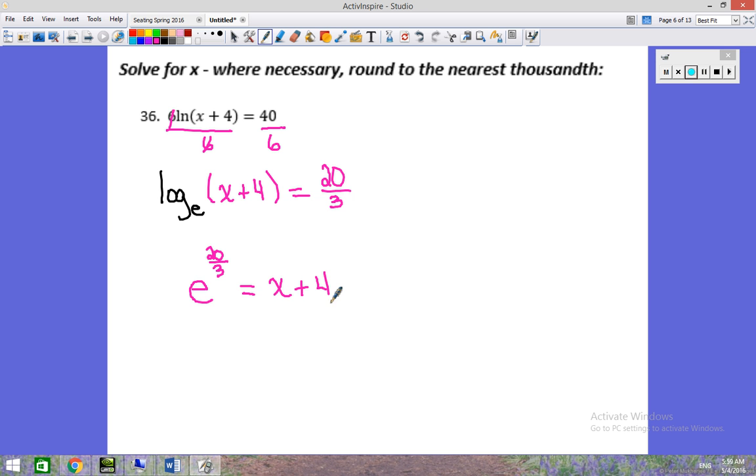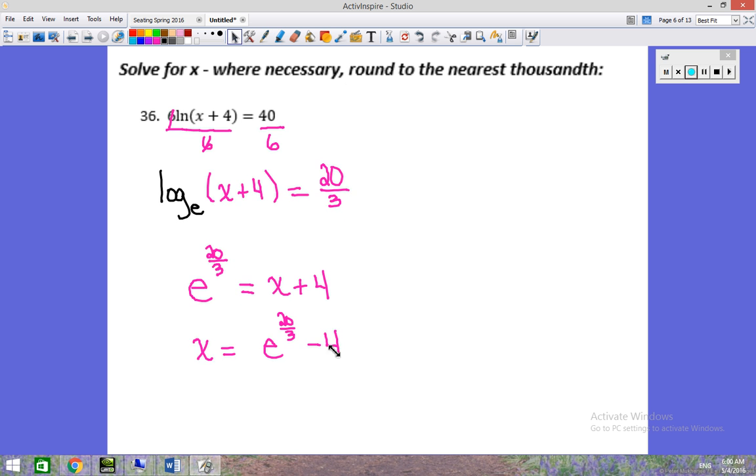Well, this may be an ugly number, and we can let the calculator give us a decimal approximation for it, but the x plus 4, it's pretty easy to get x by itself. Just subtract 4 from each side. So we've got this e to the 20 over 3, and we're going to subtract 4 from it. And when we subtract 4 here, 4 minus 4 is 0. And I just wrote the x on the left-hand side. So I've gone as far as I can go with pencil and paper.